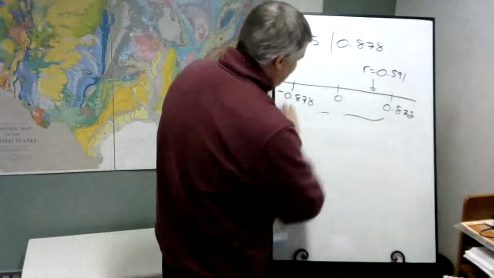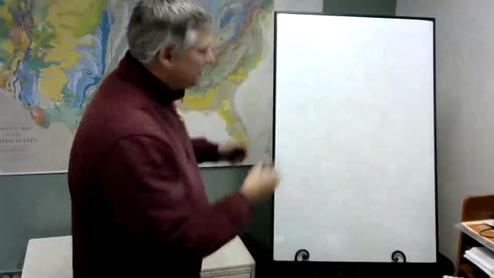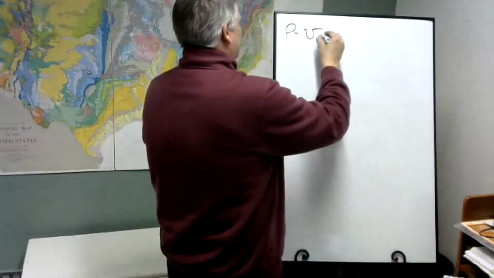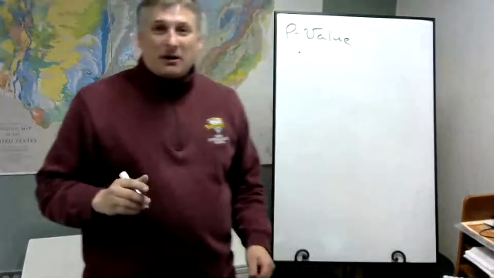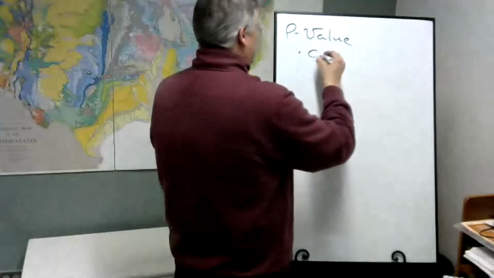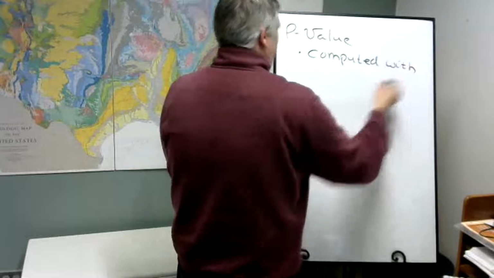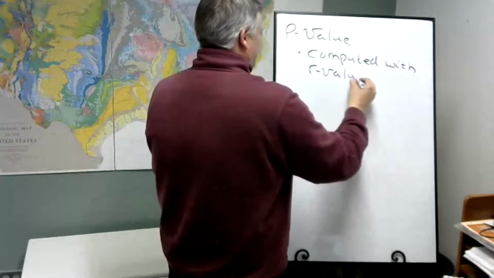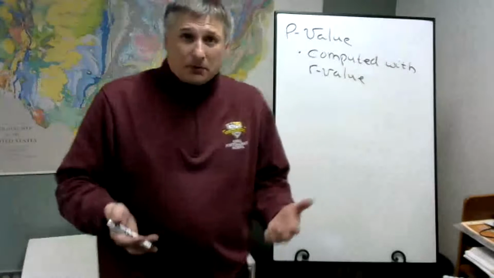Now, another way of doing this is a p-value. Now, the critical value of R, we get that from a chart. P-value is computed. It's computed with the R value. And again, if you're using a computer, it'll produce this for you.